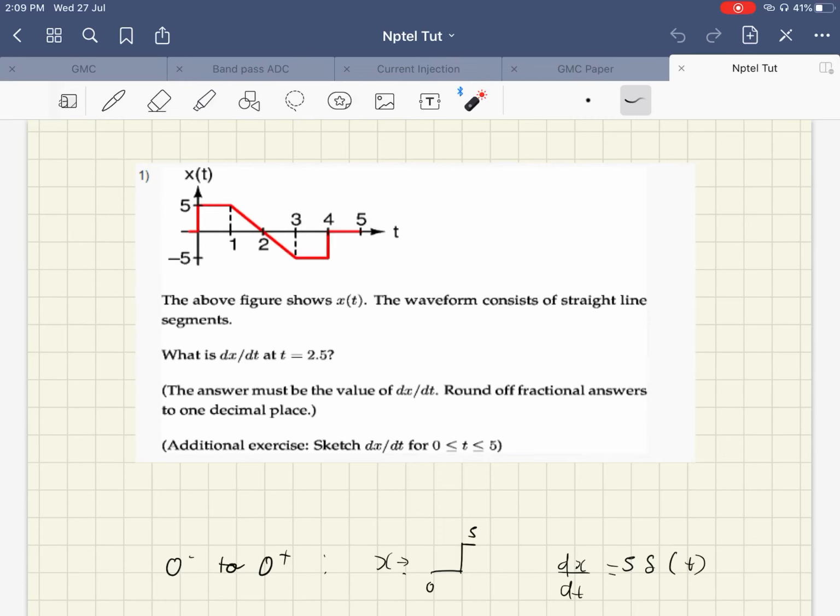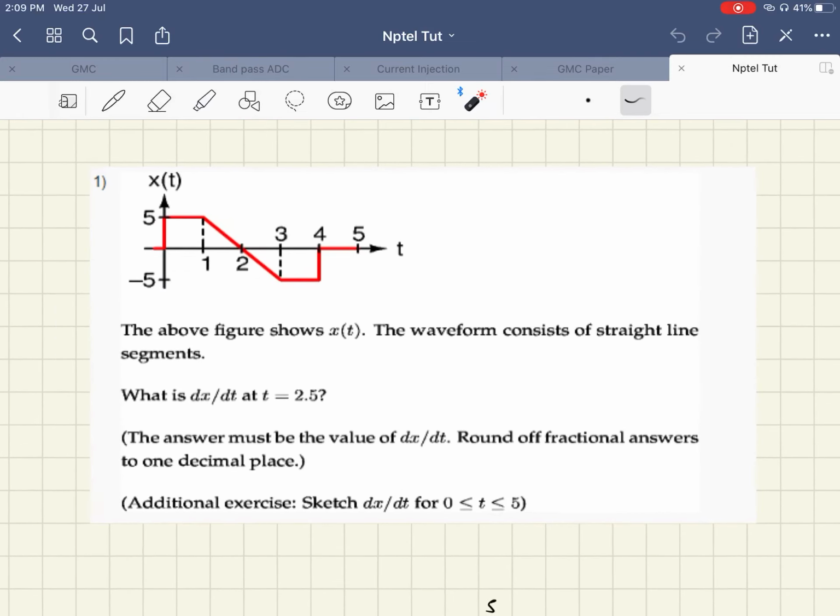So these are preliminary questions and we will start with the first question. The question says that we have a waveform x of t and we need to find the dx by dt, that is the differentiation of this waveform at t is equal to 2.5 seconds. We also need to sketch the complete waveform between time 0 to 5 seconds. Now, let us see how we proceed with this example.